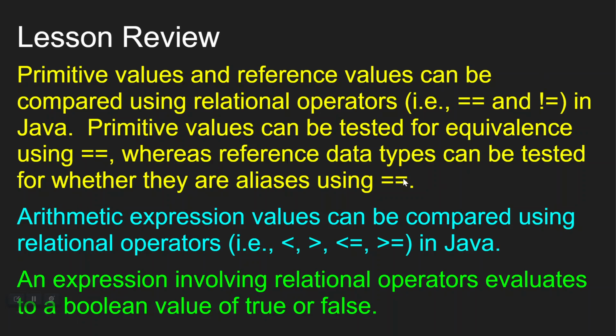Arithmetic expression values can be compared using relational operators. So again, you can do some math on one side and then see if it's greater than or equal to, and then do some math on the other side. And an expression involving relational operators always evaluates to a Boolean value of true or false. So you always have to work through the math and then look at the numbers and see whether or not they are true or they are false.